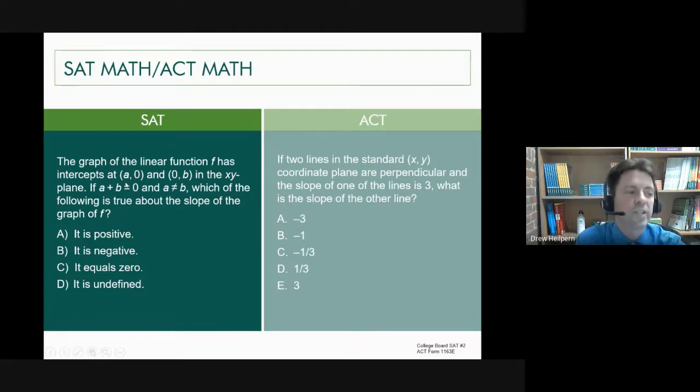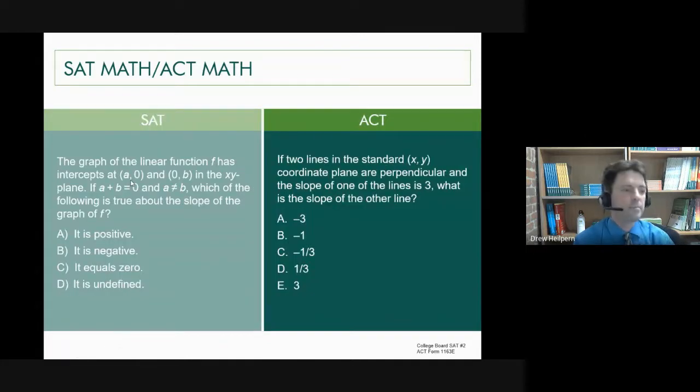But this is where the trickiness and the misdirection comes in. For students to figure that out, they have to work out this whole a plus b equals 0 and a doesn't equal b, and how it relates back to that earlier part of the question. Whereas the ACT is way less interested in playing that misdirection game. It's a much more straightforward question. Students are given 2 lines. One of the lines has a slope of 3, and then students are asked to find the slope of the perpendicular line.